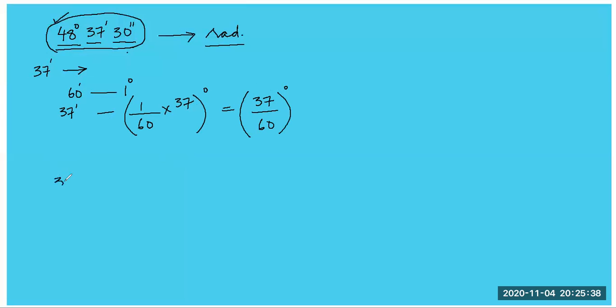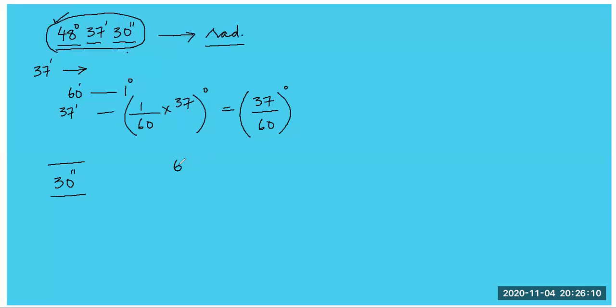Now I will convert 30 seconds. So can you tell me how to convert 30 seconds? First, I want to convert 30 seconds into minutes. Then I will convert minutes into degree. Do you remember yesterday, what was the relation between minutes and seconds? Anyone remember?